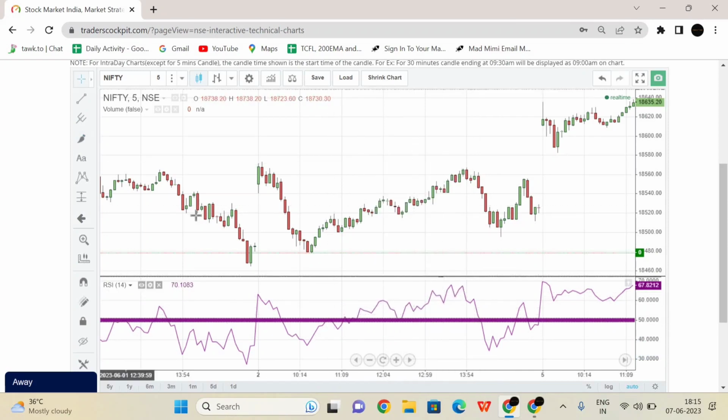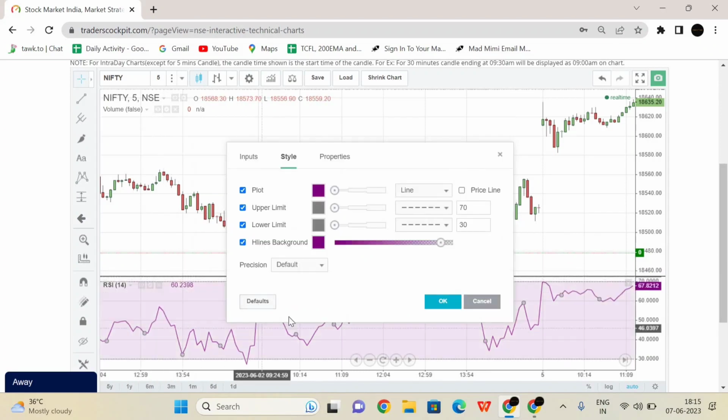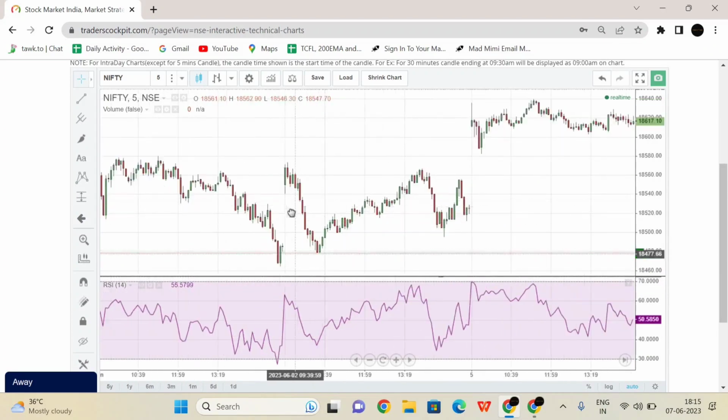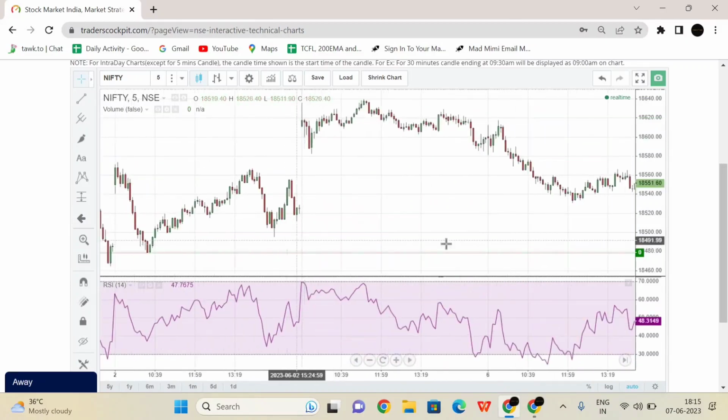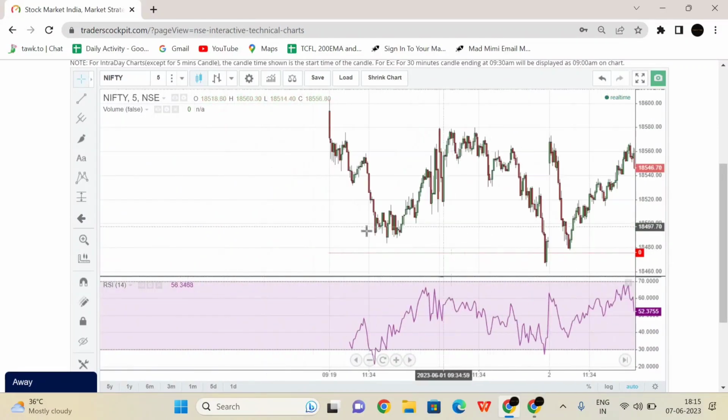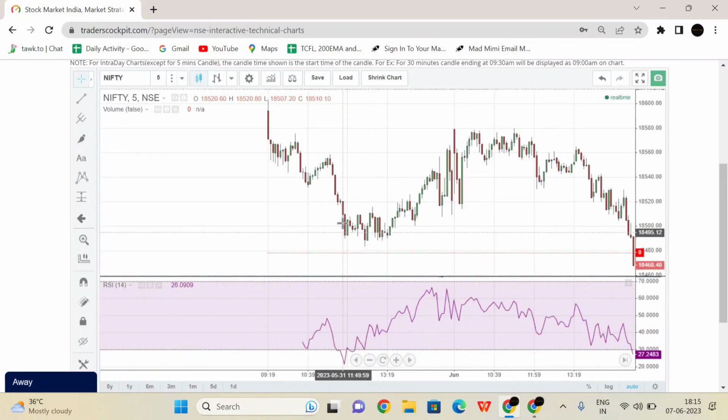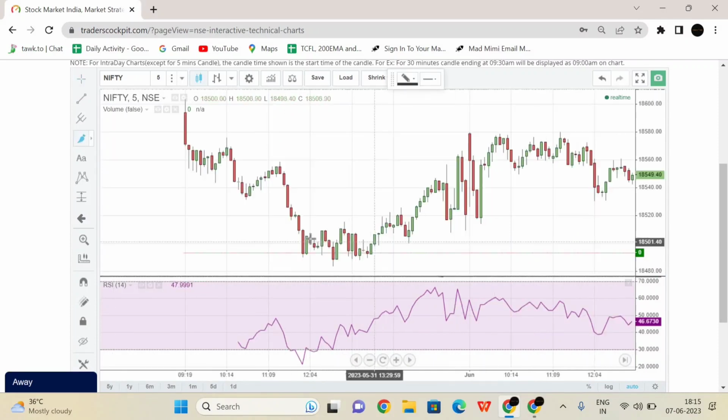This is the second way of using it. The first way is using overbought and oversold. The second way is using the 50 level of RSI. The third level, the mastering level of using RSI, is the RSI divergence trading system. Let me take an example. If you see here at this level, RSI was oversold, and next, prices fell, but RSI did not fall.